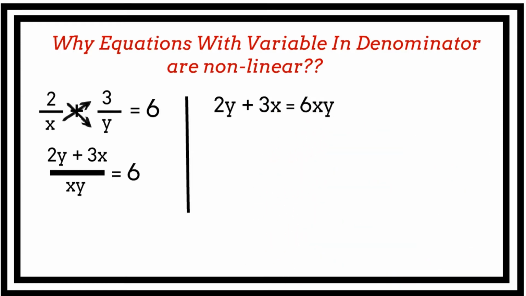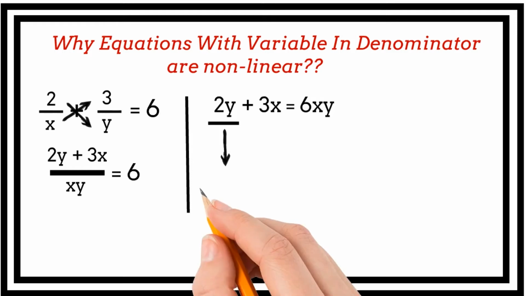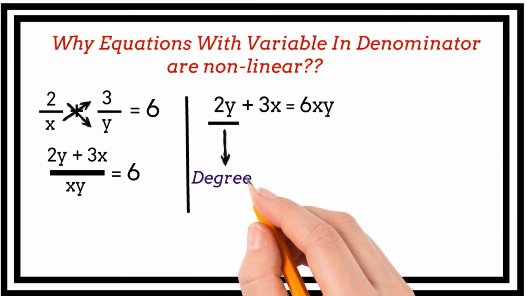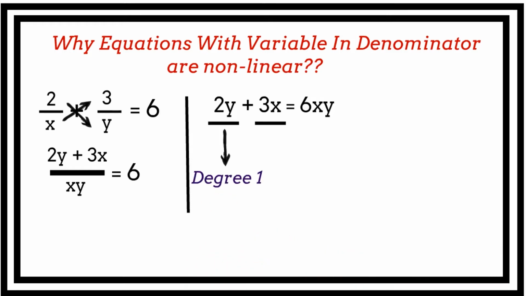Now we have two variables, that's fine, but now we will check the degree of each term containing a variable. First we will check the degree of 2y. As you can see, there is only y and the power of y is 1, so the degree will be 1. Next, the degree of 3x. As there is only one variable x and the power of x is 1, the degree of 3x will also be 1.